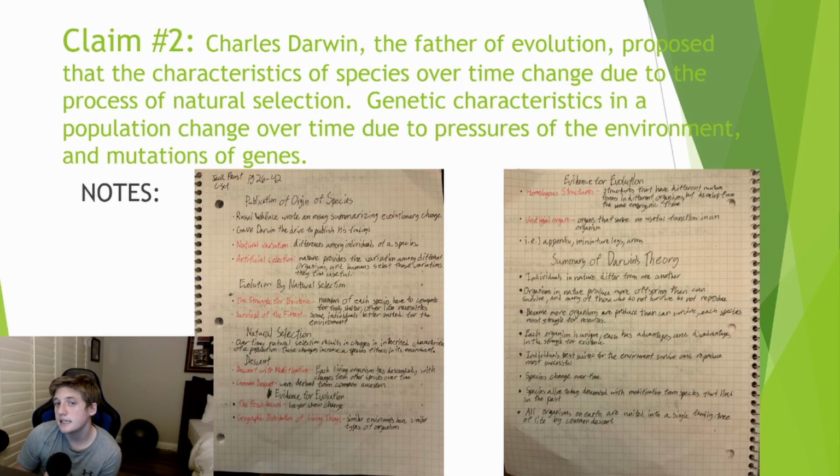Claim number 2 states that the characteristics of species over time change due to the process of natural selection. This means that evolution over time makes species change in different ways. So like for humans, we changed from Homo erectus to Homo sapiens with a bunch of other steps in between over time. And these notes give this evidence, especially on page 2 with this summary of Darwin's theory.